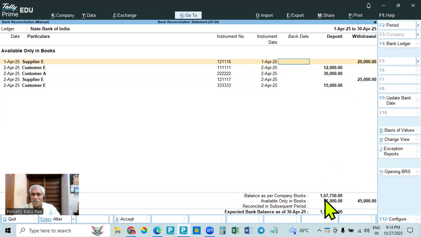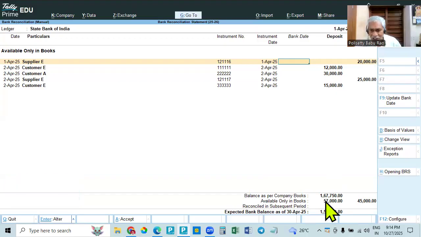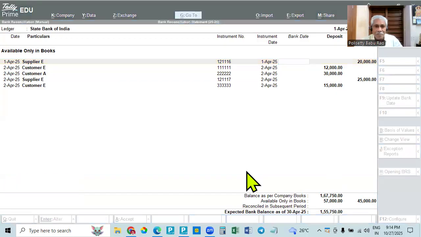Then both the books will show the same. So these are cleared and these are cleared. Then both will show the same balances, because of 3 plus 2, 5. Because of these transactions only, the balance is different. This is called the bank reconciliation statement.